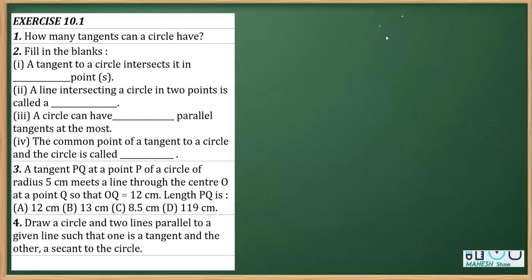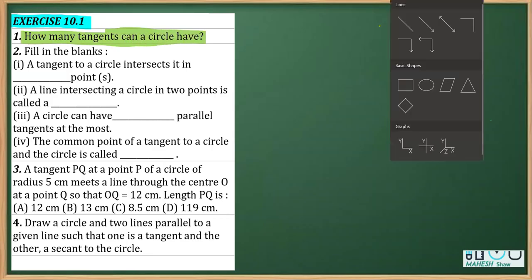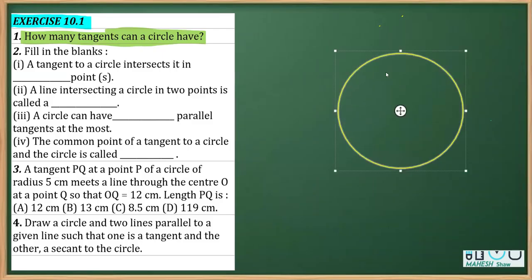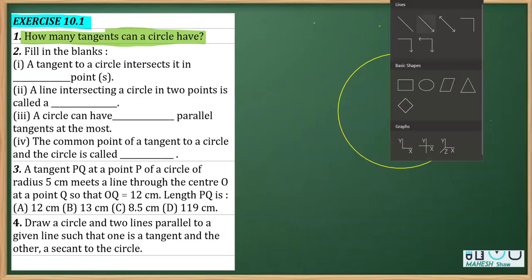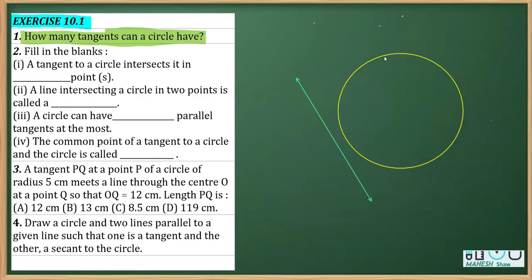In this video, we are going to do questions of exercise 10.1, chapter circle. The first question here is how many tangents can a circle have? So let's say if I draw a circle, I've drawn a circle. Now I'll draw a tangent. But before we answer this question, let's understand what is a tangent.